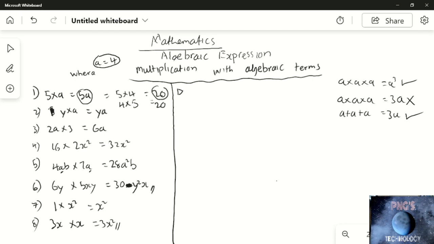So let's say division with algebraic terms.